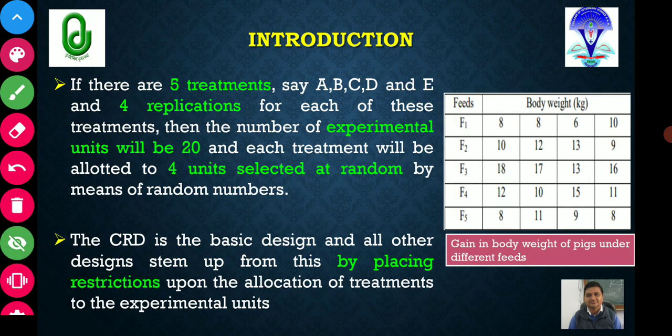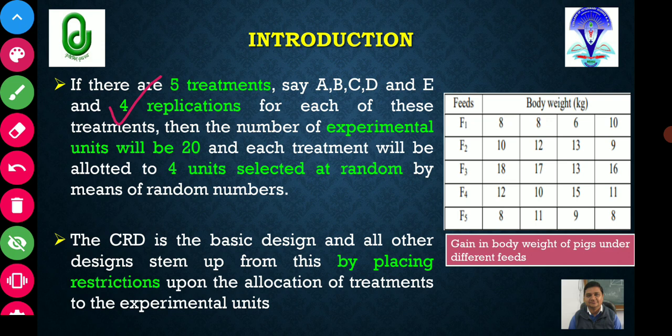Now how are we applying the treatments to an experimental unit? Here you see just one example. If there are 5 treatments, say A, B, C, D and E, and we have to keep 4 replications for each of these treatments, so each of these treatments you have to apply 4 times. I hope you remember what is treatment, what are replications, and what is randomization, which I have already discussed in the last class when I was discussing basics of design of experiment. So 5 treatments, 4 replications for each of these treatments.